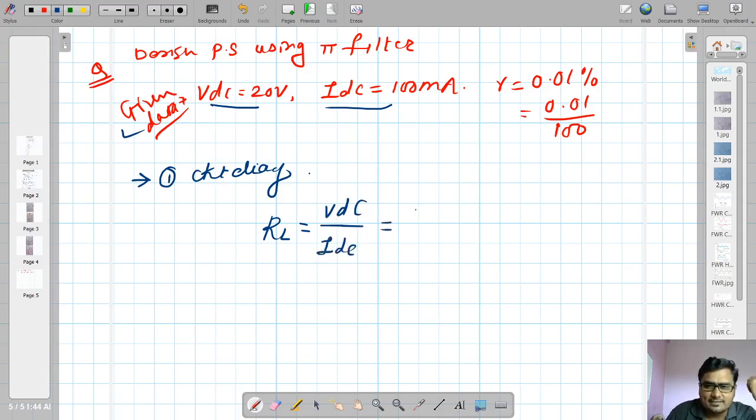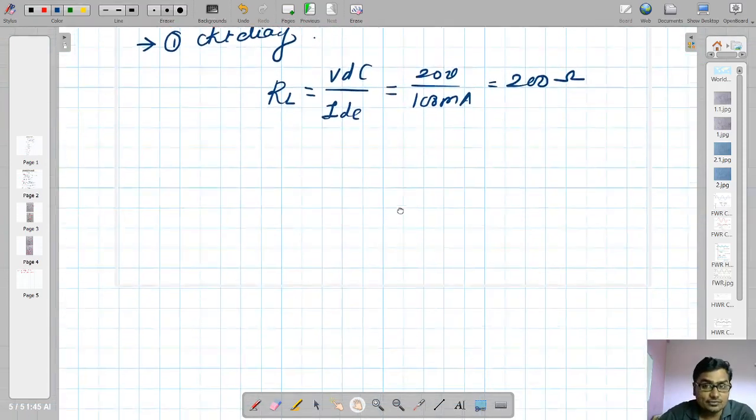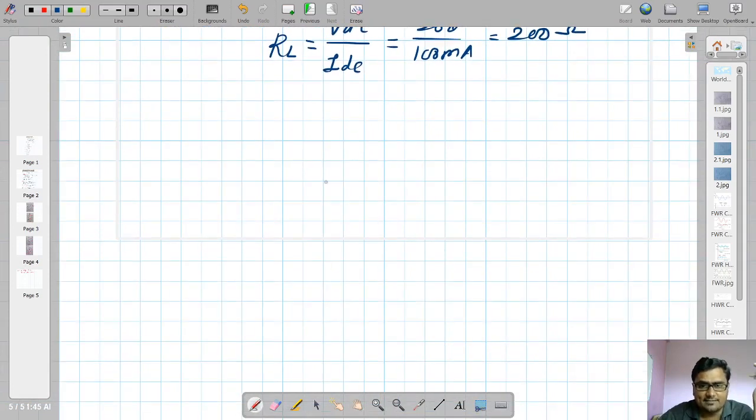What is VDC? It is 20 volt. What is IDC? 100 milliamperes. Then obviously I am getting 200 ohm as the value of RL. Now, whatever your process is, you follow it. I will give you a hint. After that, you will get stuck somewhere. You will get stuck at the calculation of the capacitor and the inductor. I will solve that only. It is your job to select the ratings of diode and transformer. You go for it. I will tell you how to calculate the value of capacitor.